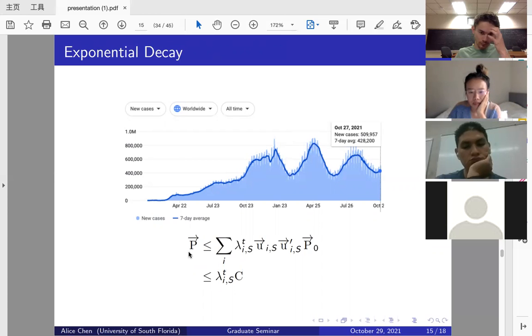Well, it can be seen from our calculation. p is actually less than or equal to the right-hand side, and the last three terms are actually a constant vector, which we can denote as C. I forgot to put an arrow here. So it's easy to see that the values of the probabilities are decreasing exponentially over time t. So we can expect exponential decay, because of this.